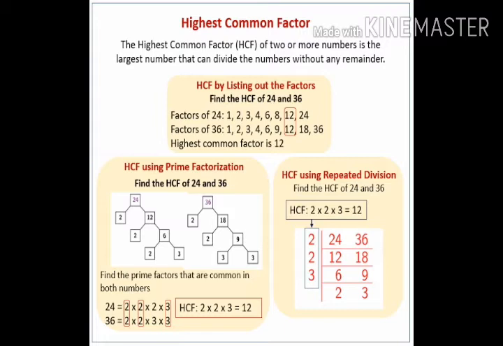And one more process given, HCF using repeated division. You are also familiar with that. Here also we have to do the repeated division. What we get on the left side, that will be the HCF that you have to multiply. That means 2 multiply 2 multiply 3, that is 12. Do one thing, pause the video and do the same question in your copy. Solve by yourself. Then you will get the concept.